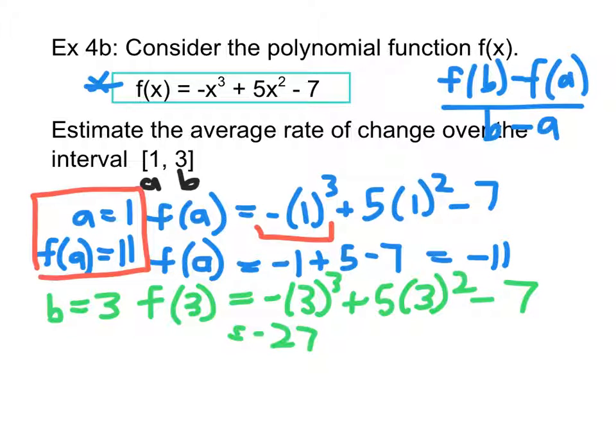So I have negative 27, and then if I square 3, I get 9. 9 times 5 gives me 45, so plus 45, and then minus 7. Again, at that point, you can put it into your calculator and figure out what you actually get. If I put all of that into my calculator, I get 11, and that's going to be my value for f of b. So this guy equals 11.